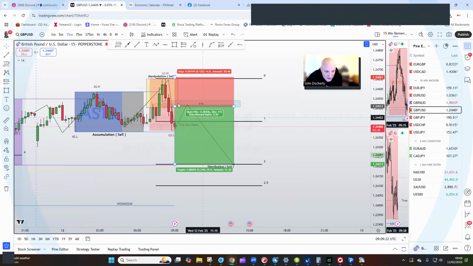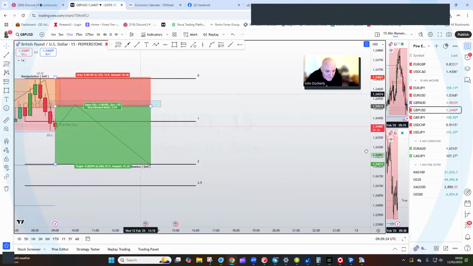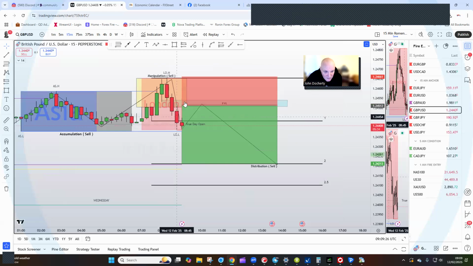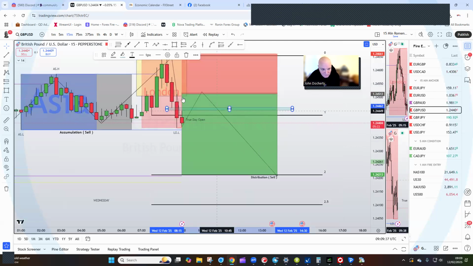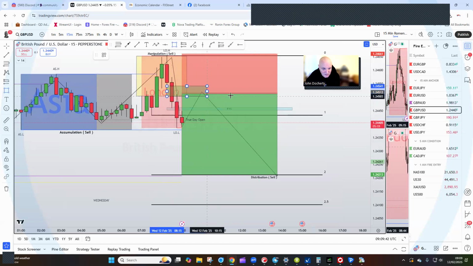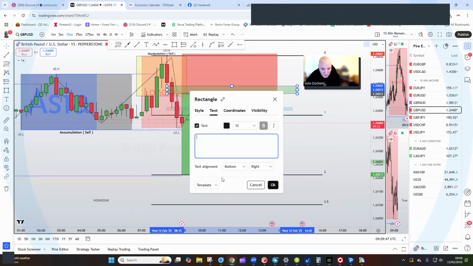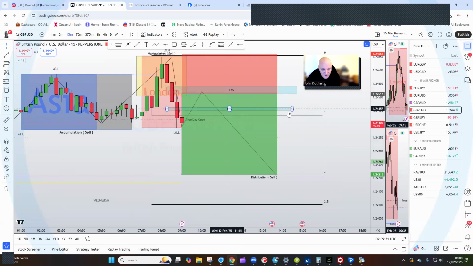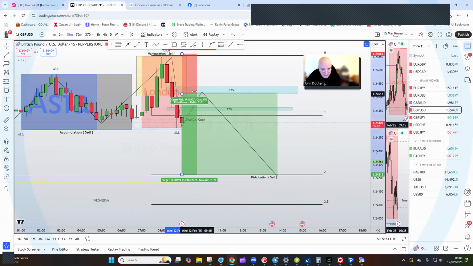right, so we've got price on here. We just move the FVG along to here. There's an FVG there. There's also the FVG there, which is what we did mark up. Okay, so again, I'm just going to put this as FVG. Mark that as a deeper one.